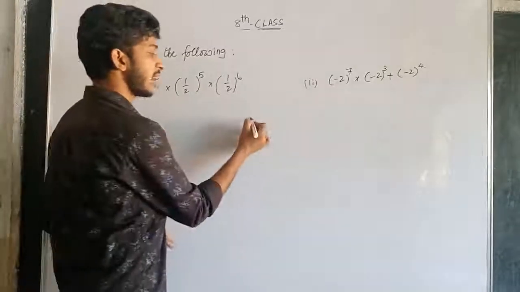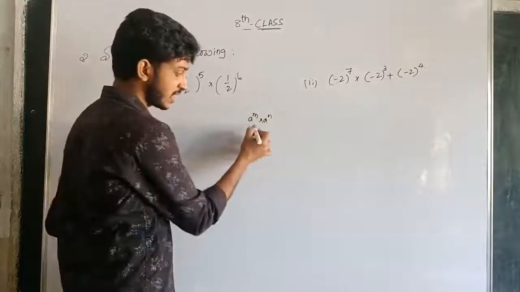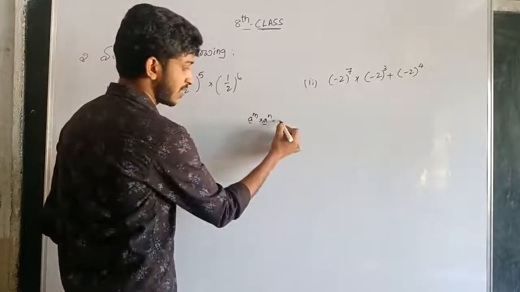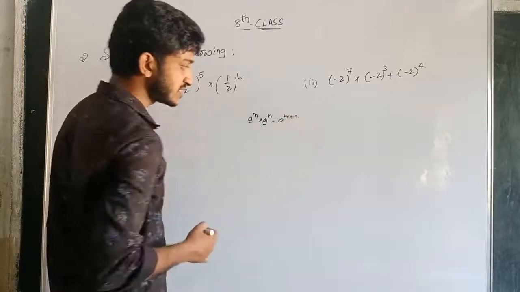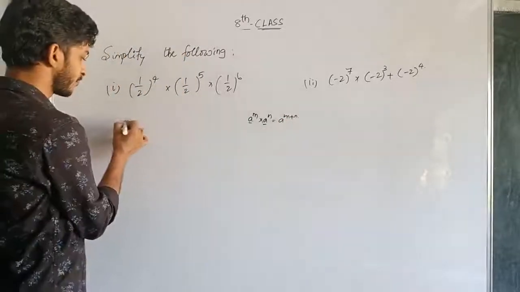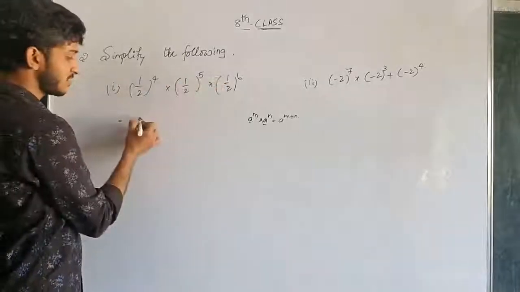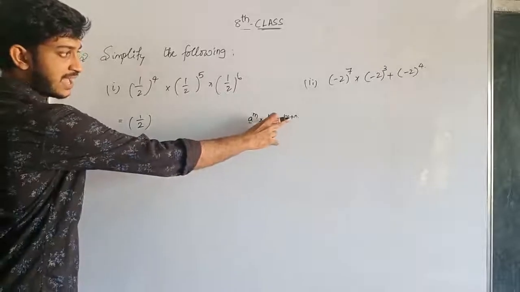So why am I not using the formula a^m into a^n? Here also bases are equal but exponents are different. So what is the solution for this formula? a^(m+n). So by using this formula I am solving this, okay. See here, bases are equal but powers are different, that's why I am writing only one base here, and I am adding the powers.